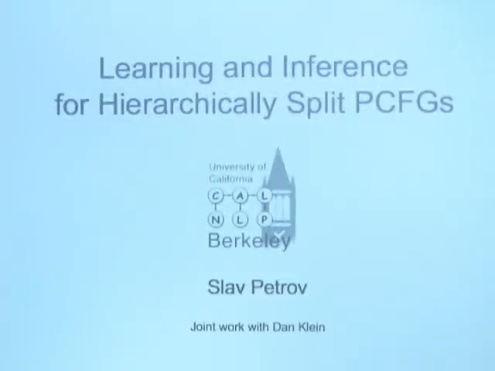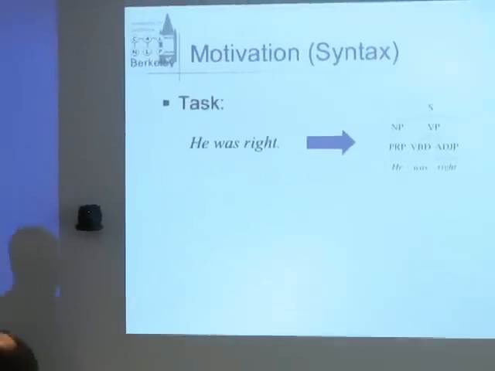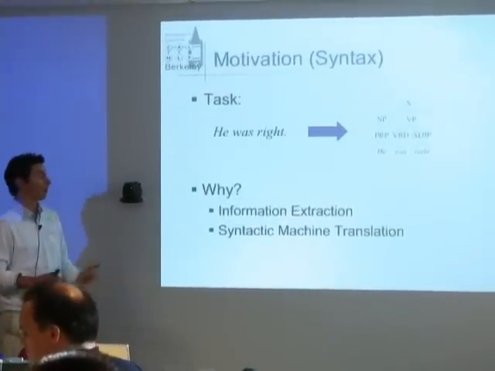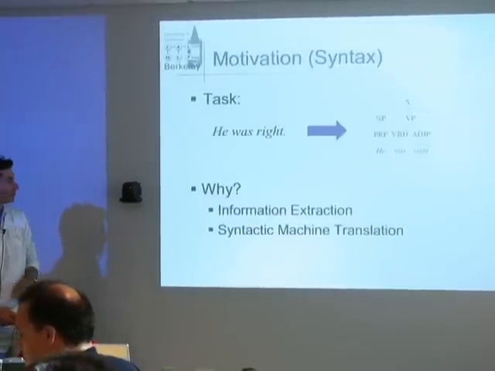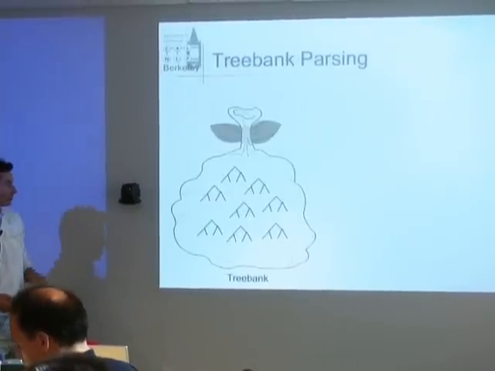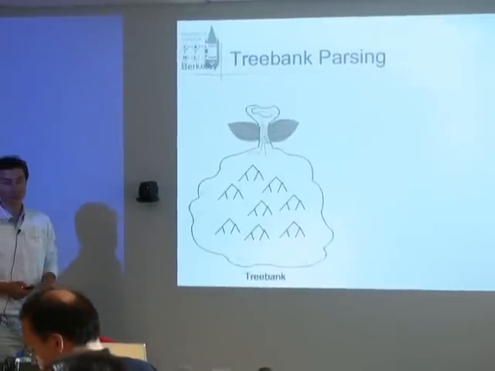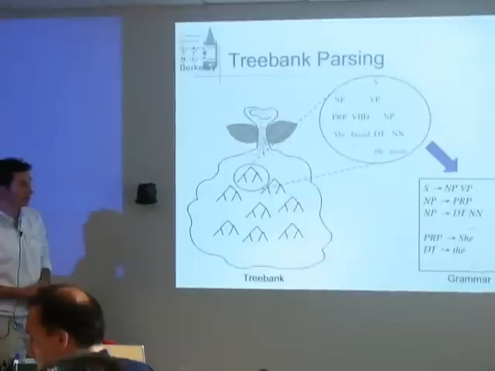My name is Slav Petrov, and I'll be talking about some stuff that I've been doing with my advisor, Dan Klein. The goal is going to be to take sentences and produce parse trees for them. And we'll assume that we want to do this for many reasons that I don't need to explain to you. And we'll assume that we have a bunch of labeled examples, a tree bank that we'll start from, and then we'll try to learn a context-free grammar.